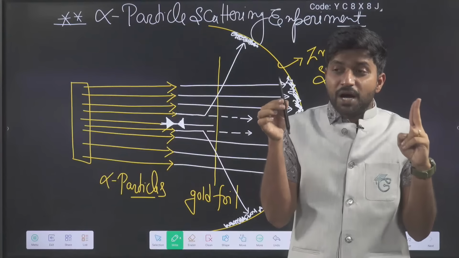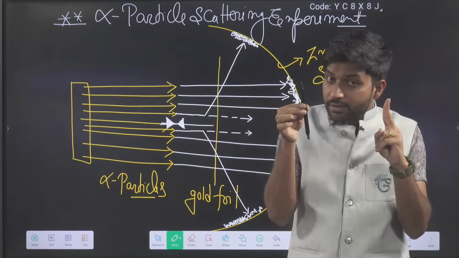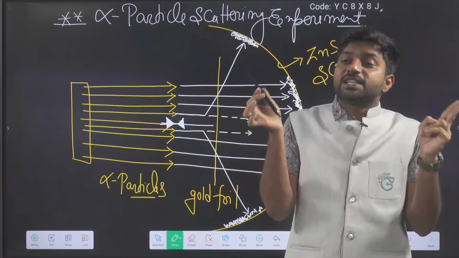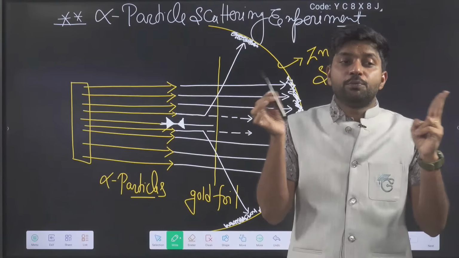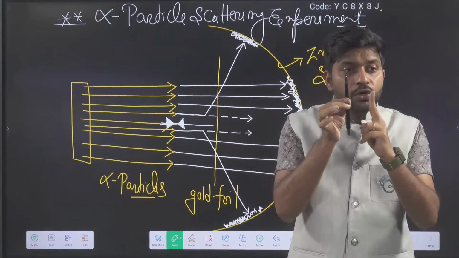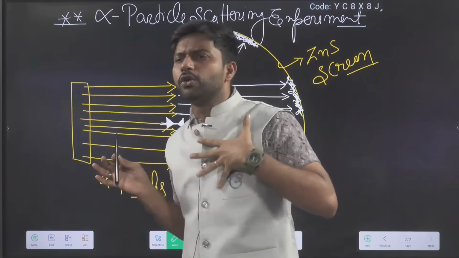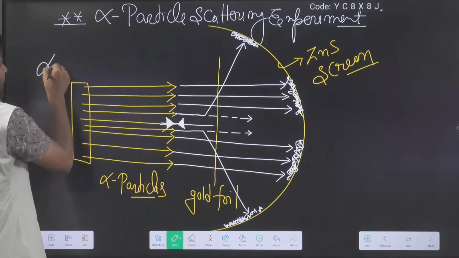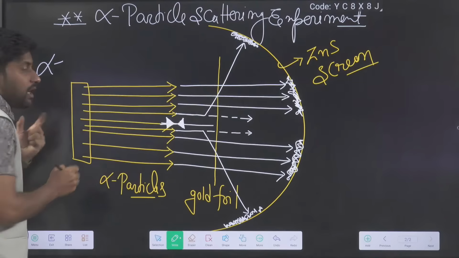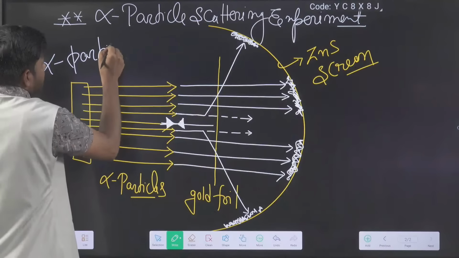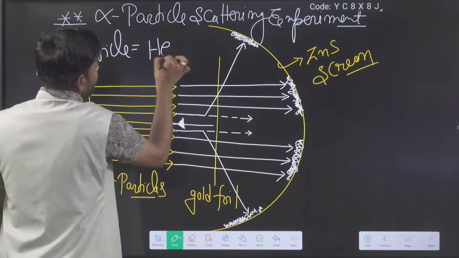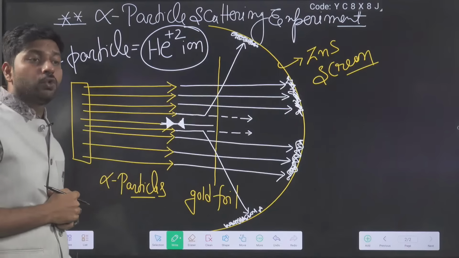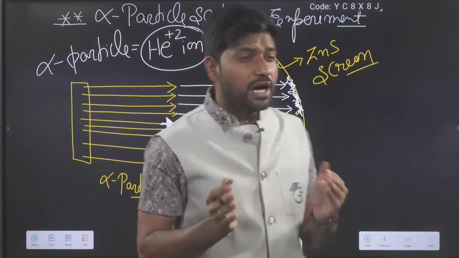Same charge particles will never attract each other. Opposite charge particles attract. Positive repels positive, negative repels negative. That we all know. Very good. Alpha particle, I have told you, is nothing but a He plus 2 ion. What will you say? He plus 2 ion is equal to alpha particle.